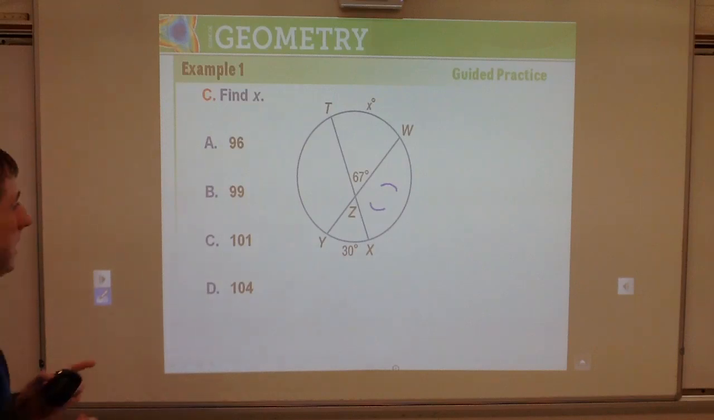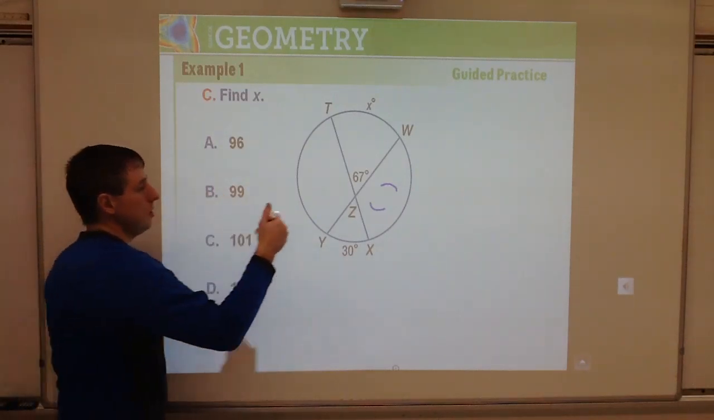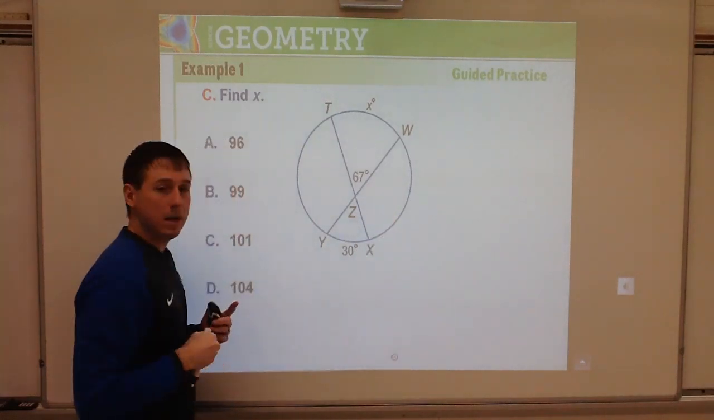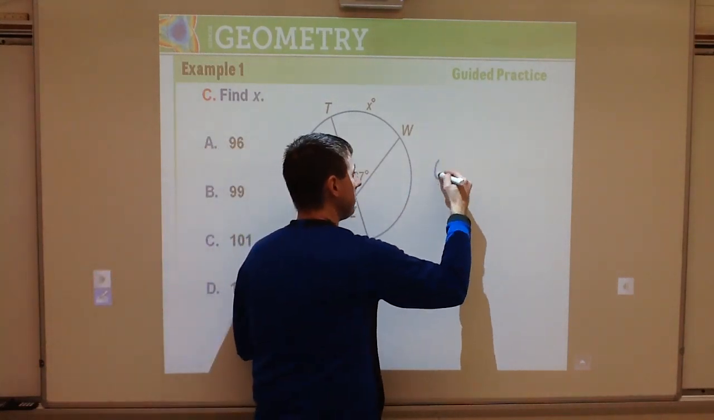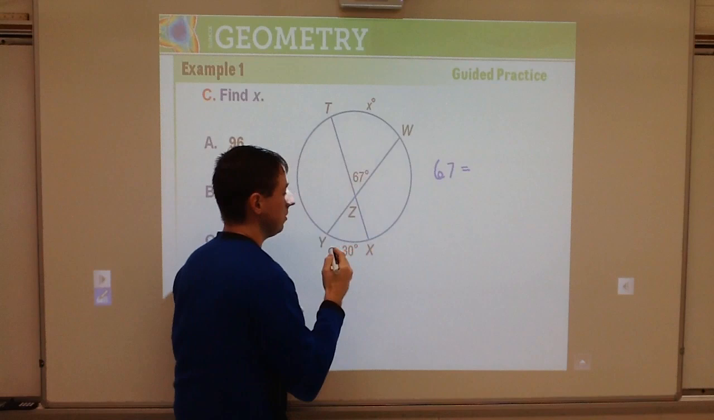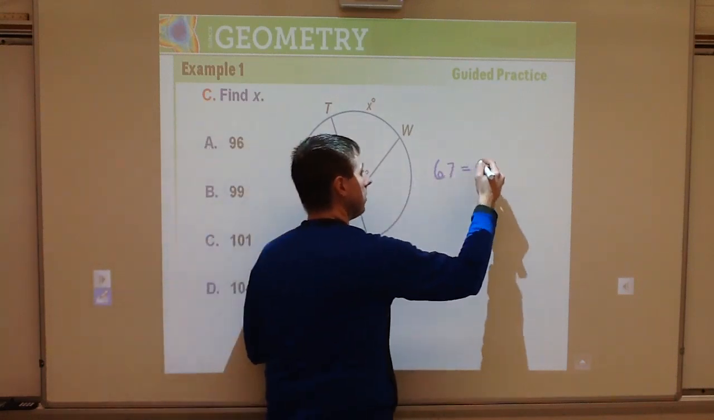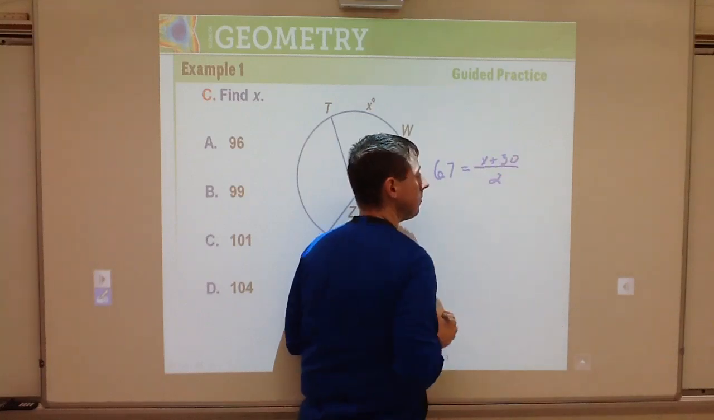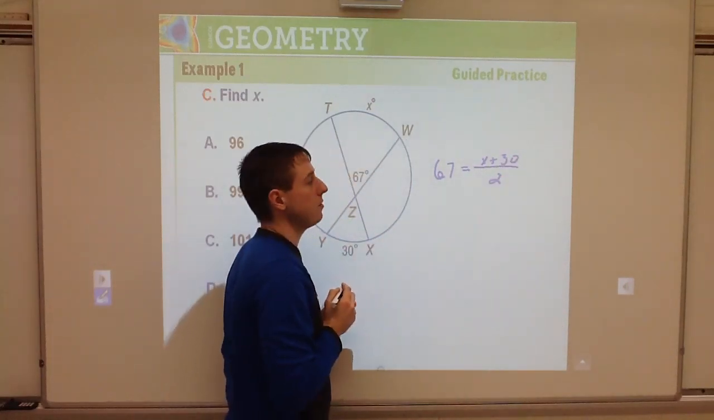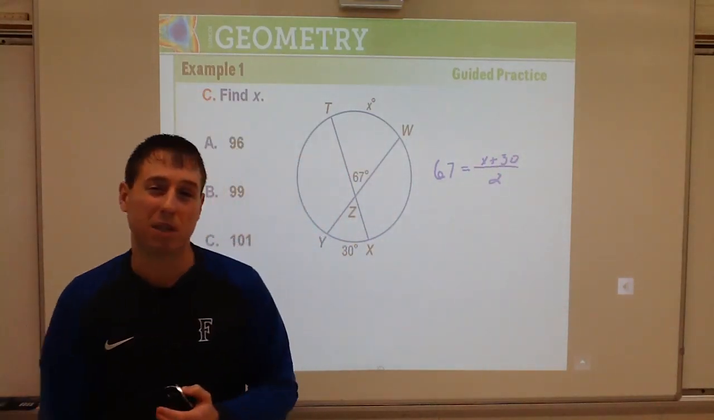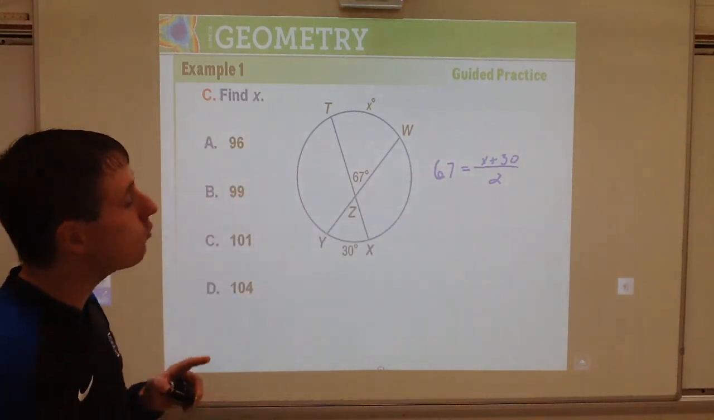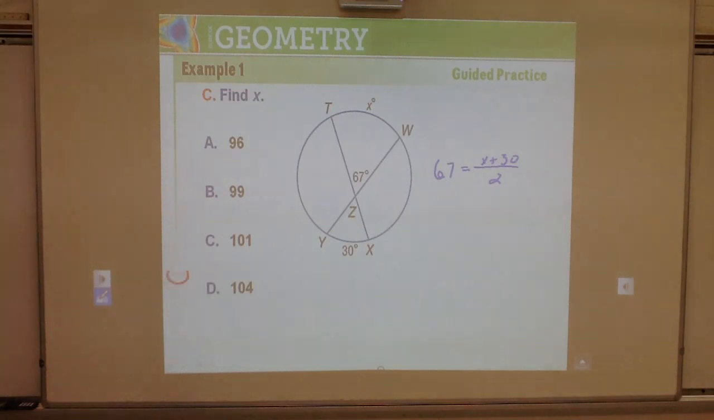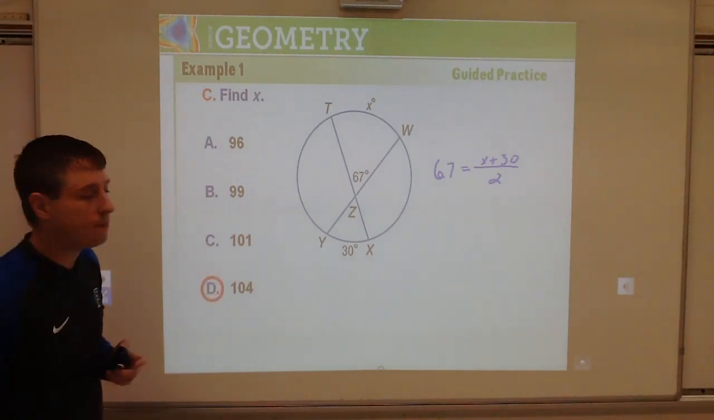Okay, and this one is the exact same as the one I just did a little bit ago, where we had 60 degrees in the angle. It's the exact same setup. If they tell you how big the angle is, you're going to do that angle equals arc plus arc, and then always divide by 2. X plus 30 divided by 2. And then just follow those exact same steps I just did. Multiply the 2 over, and then subtract your 30 after that. We should get our answer of 104 on that one.